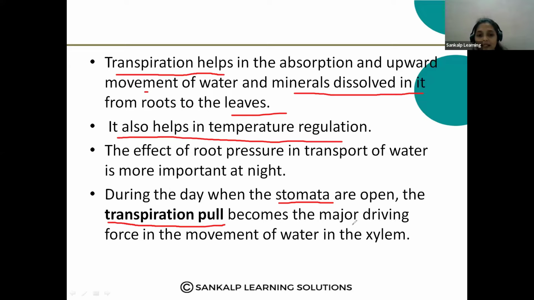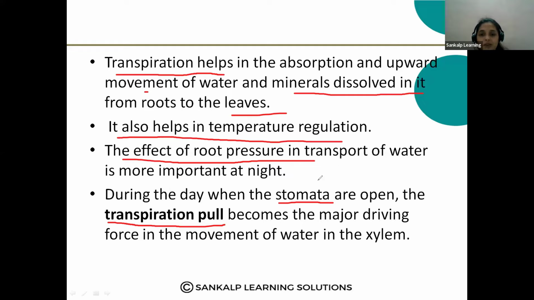So during the daytime, the water absorption and water movement take place due to the transpiration pull, which is created by the transpiration. And during the night time, the root pressure helps for the transport of the water. During the night time, stomata are closed. When the stomata are closed, there is no transpiration process.